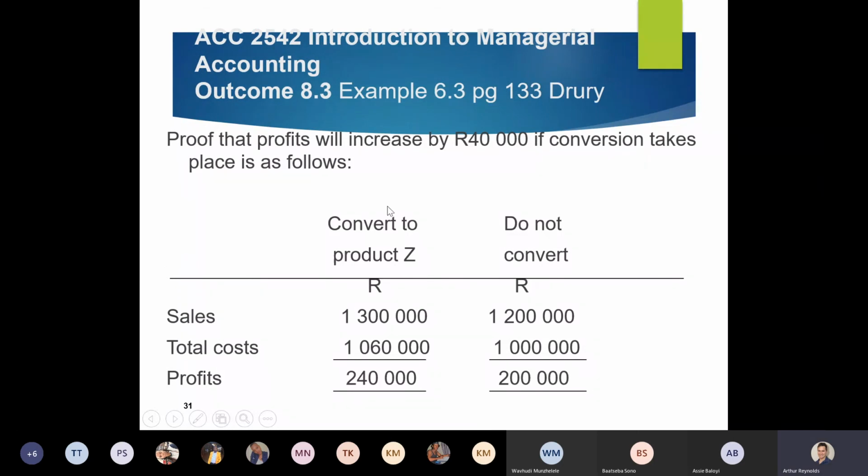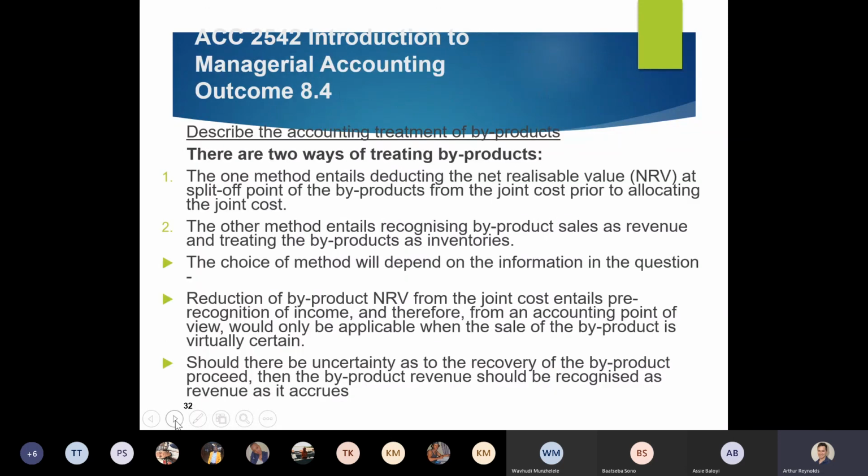So we can do it in another way. We can say, if we convert to Z, your total sales will be 1.3 million. If you do not convert, it's 1.2. Your cost goes up by 60, so it's 1.06 million. So there's your 40 again. 240 less 200. Okay, so that goes into the relevant costing.